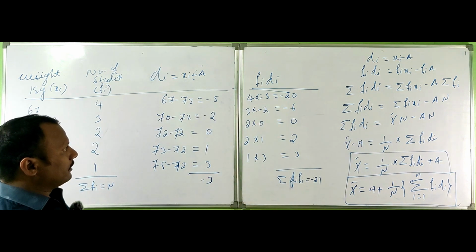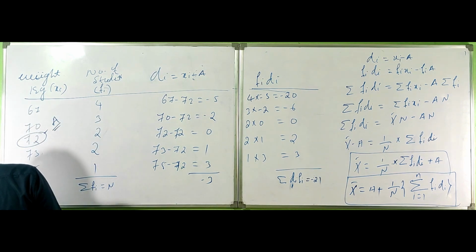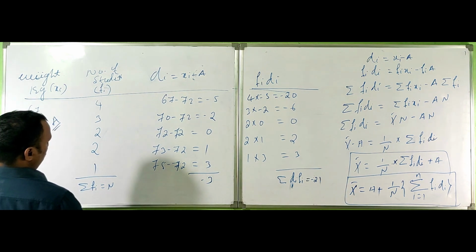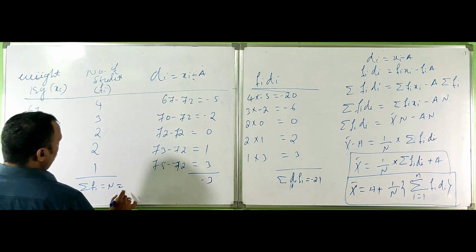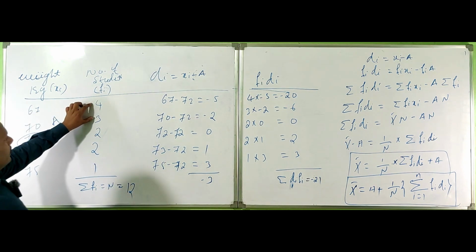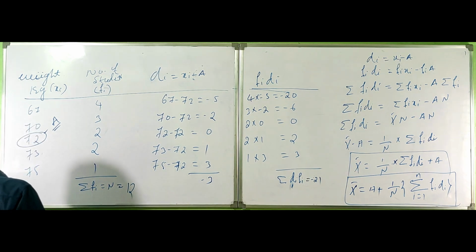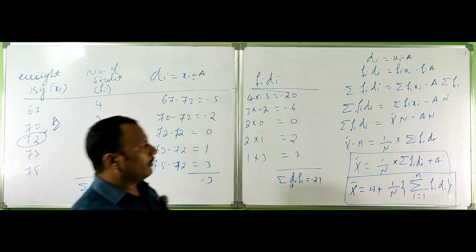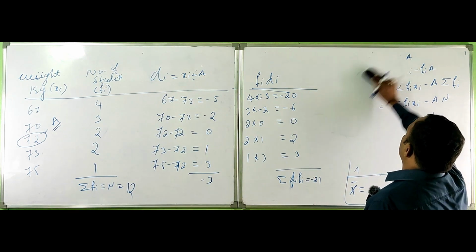Okay, for this value, find the answer. Summation f of i di is minus 21. n is equal to 4 plus 3, 7 plus 4, 11, 11 plus 1, 12. 4 plus 3, 7 plus 2, 9, 9 plus 2, 11 plus 1, 12. Right? n is equal to 12, A is equal to 72, and summation of f of i di is minus 21. Then put the values in this equation.